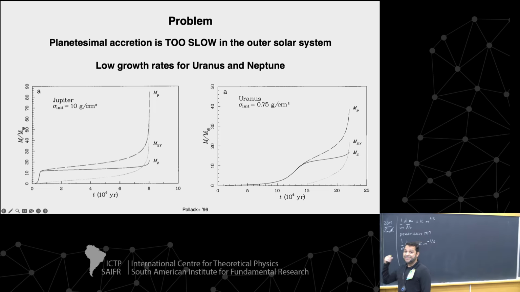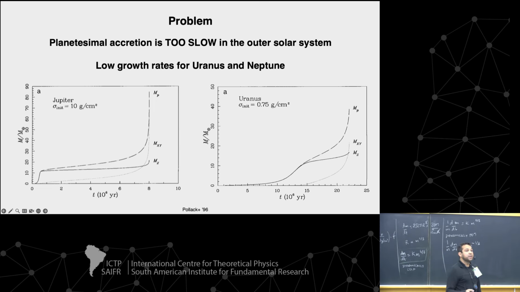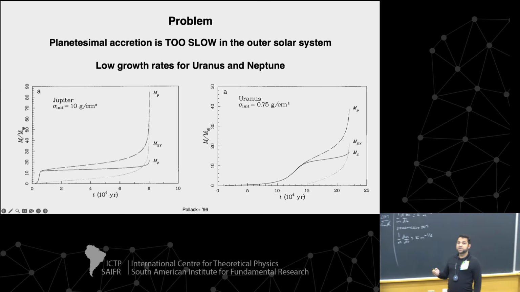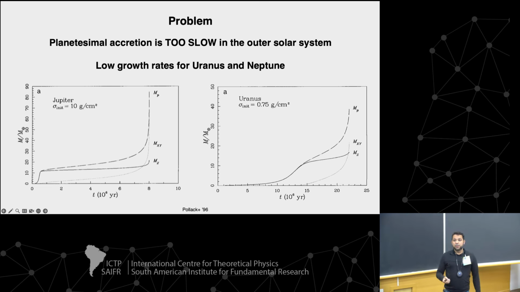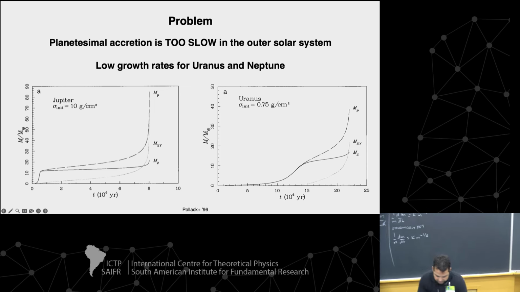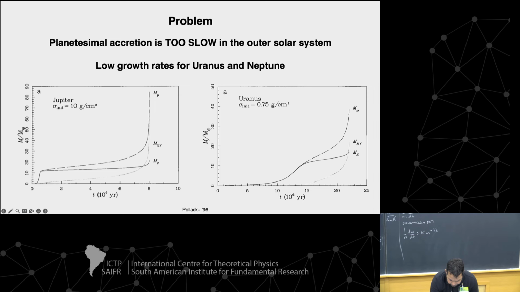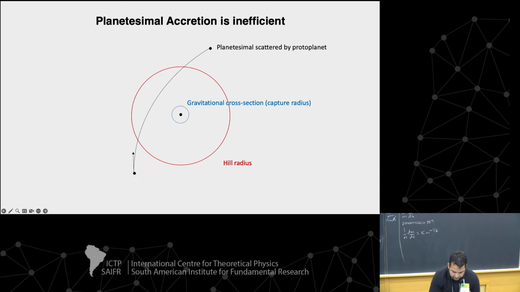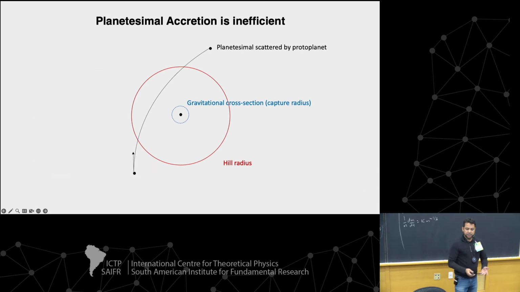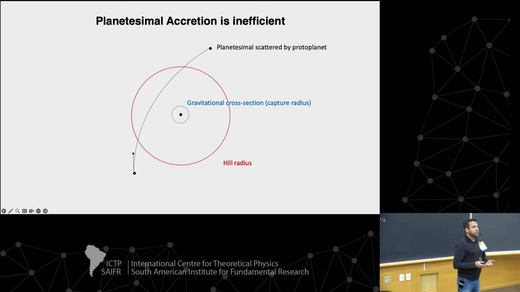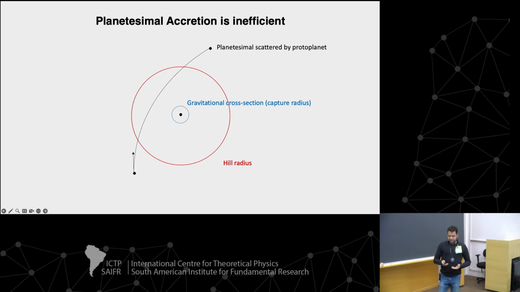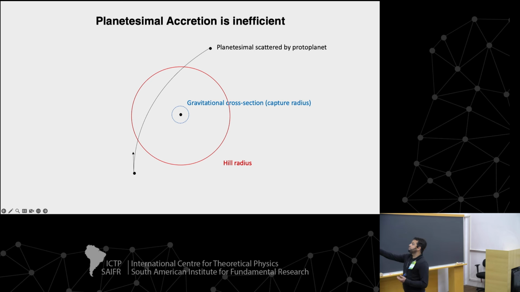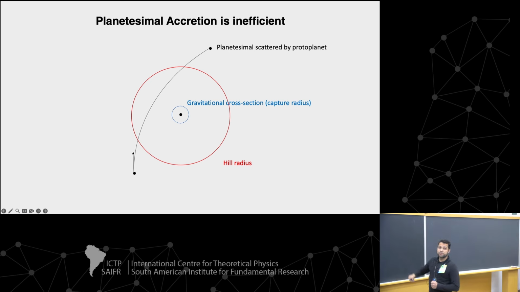If you try to grow Neptune, if you put that at 30 AU, the accretion rates are going to be so slow that you can wait a Hubble time and not end up with Neptune. Right? So we need to find ways to make planets grow. The problem with this is that planetesimal accretion is inefficient because you are dealing with a problem that is conservative. It's just gravity. The capture radius for planetesimals is just too small, right?